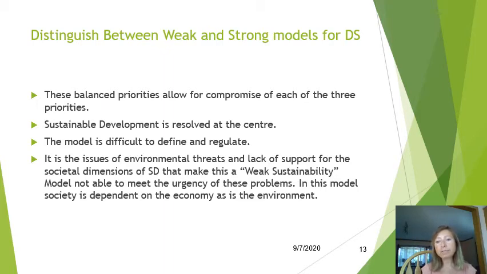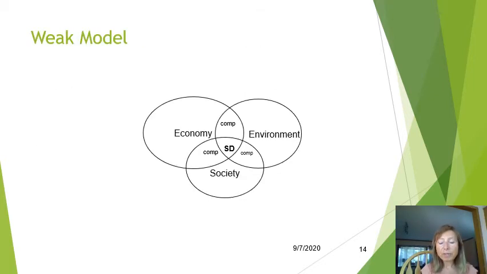In fact, it has been widely criticized and it's known as the model of weak sustainability because it assumes that there's really an equal trade-off between the economic profit, human society, and the environment. And when we are facing very urgent environmental and social problems, they cannot be traded against the economic priorities. So this is a weak model of sustainability because it is based on the fundamental assumption that economic growth is equal in its importance to the society and equal in its importance to the environment.